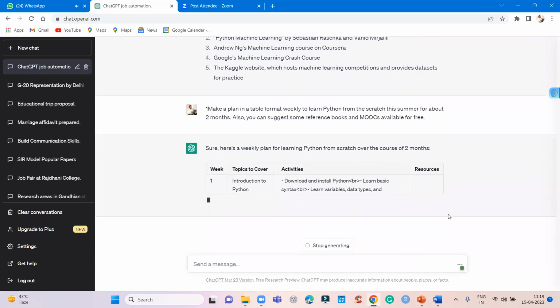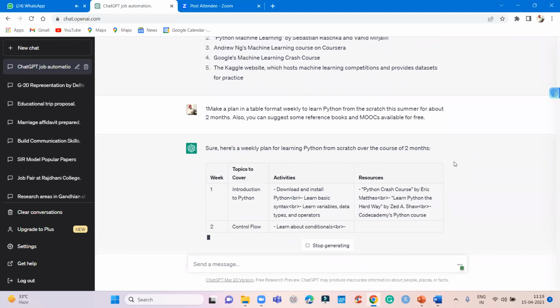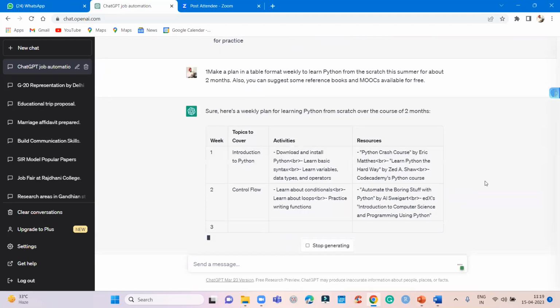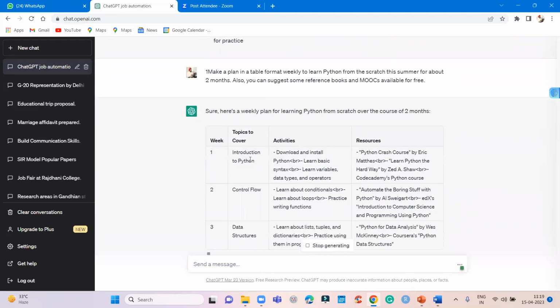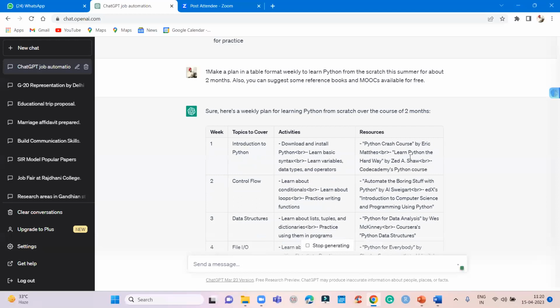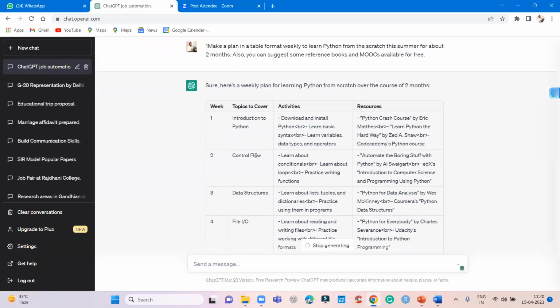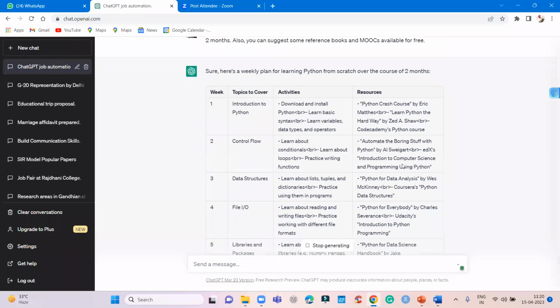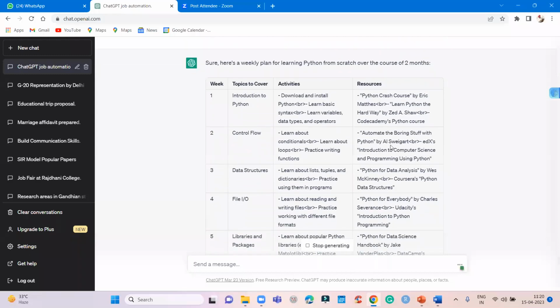Surely, here is a weekly plan. So how you have to study, it generates the weekly plan. Week 1, introduction to Python: download and install, try to understand the variables and operators, and there is a crash course you can do, Codecademy's Python course. When you want to study control flow, then you have to practice these functions. You can read this book.